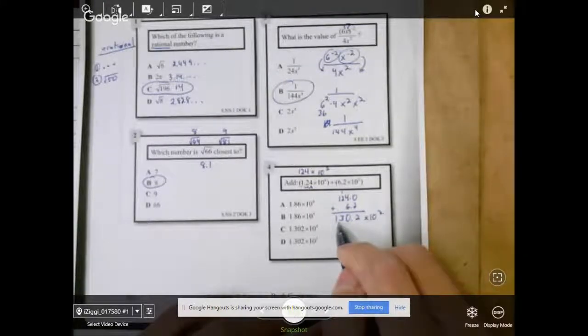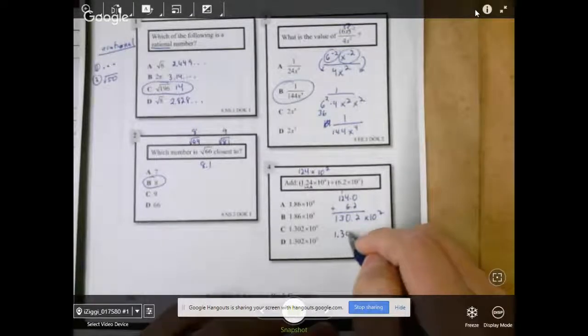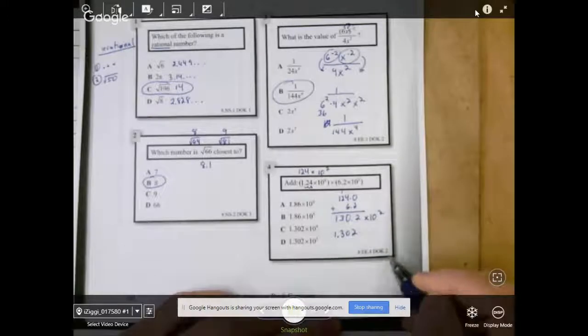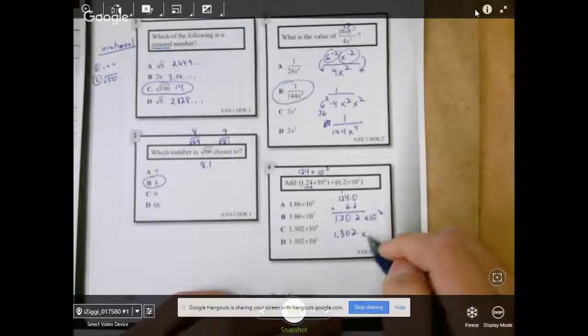1.302. I need to put the decimal right there for scientific notation. I made the number smaller by 2 decimal places. All right, I made this smaller, so the exponent has to get bigger by 2, times 10 to the 4th.